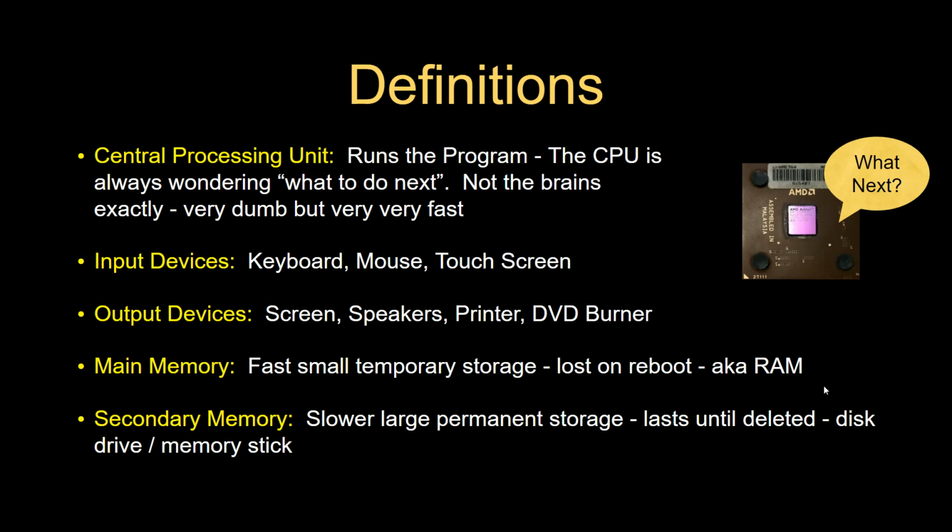Then I talked about some definitions of the memory and the CPU. The central processing unit runs the program. The CPU is always wondering what to do. Without any task that you give to it, it's very dummy but very fast, right? We have input devices like the keyboard, mouse, touch screens. We have output devices like the screen, speaker, printer, DVD, and DVD burner. The main memory is fast, small, temporary storage, but lost on reboot. If your system goes off, it wipes off. The secondary memory is slow, large, permanent storage. It lasts until deleted, like the disk. It will last except you delete the disk or destroy the disk.